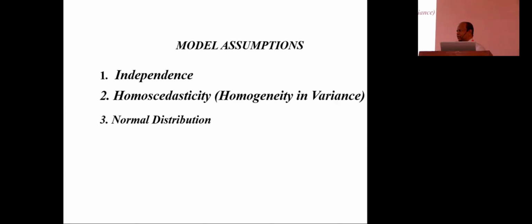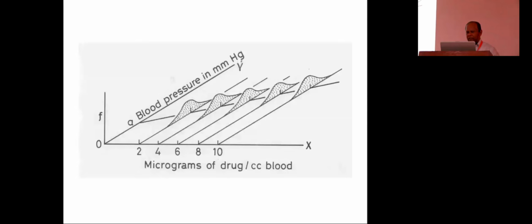Definitely today you will not do that kind of simple regression analysis for the data. So that's something. And normality is very important. It should not be very skewed or whatever. And for homogeneity of variance, let me give you some examples.